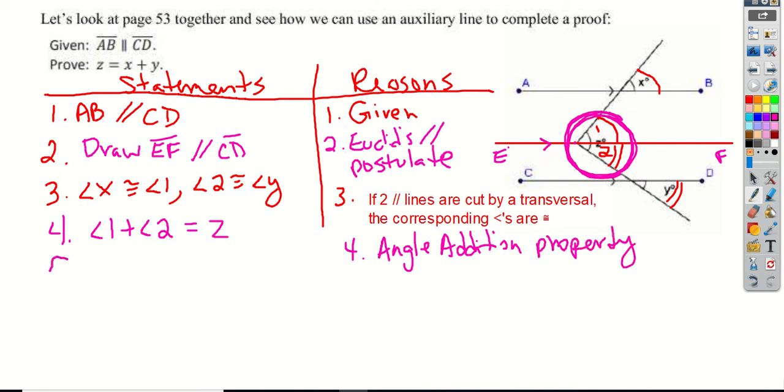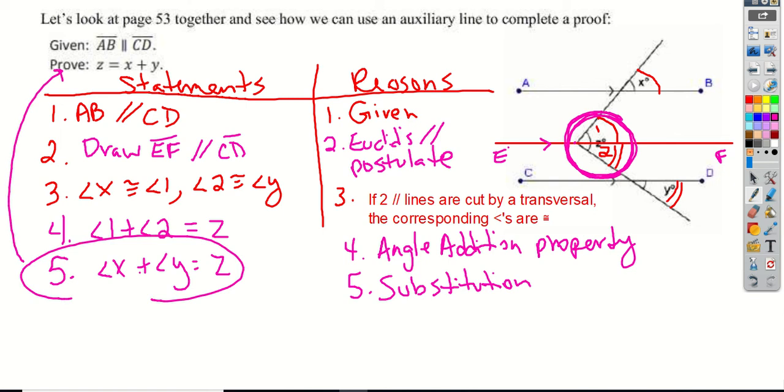And then for 5, we're just going to swap out. Remember, 1 is actually equal to x. So we're going to say angle x, or just x, plus angle y is equal to z. And that's just substitution. We're just taking something and putting it in its place. And this is our proof statement. So that's it. We're done.